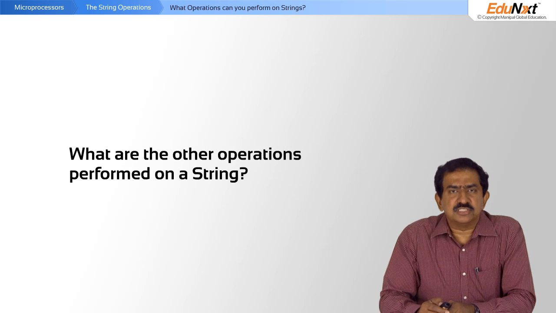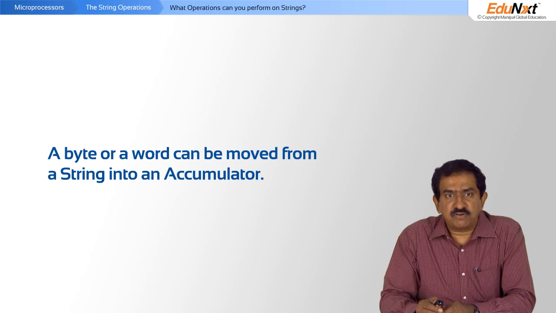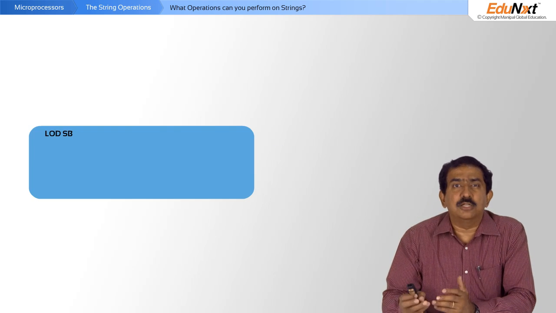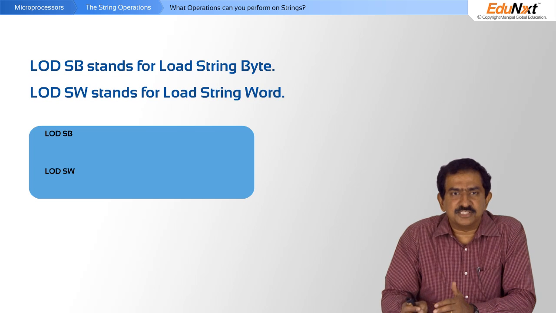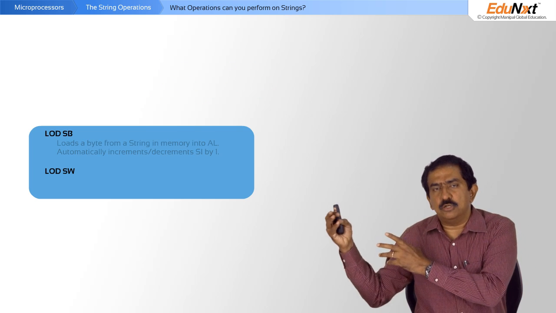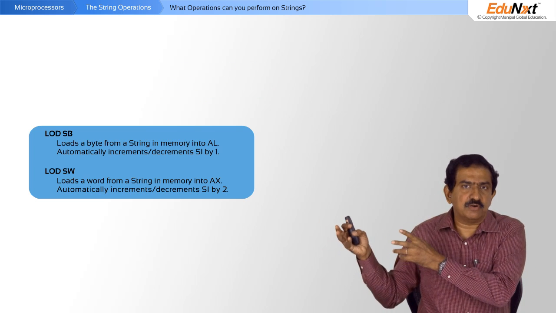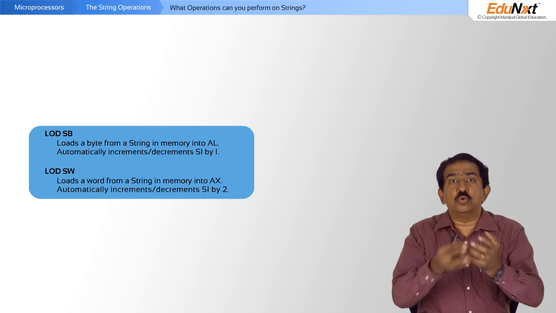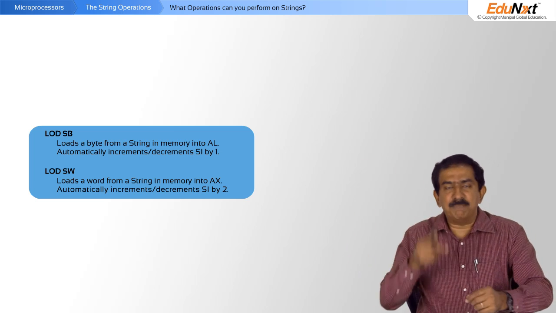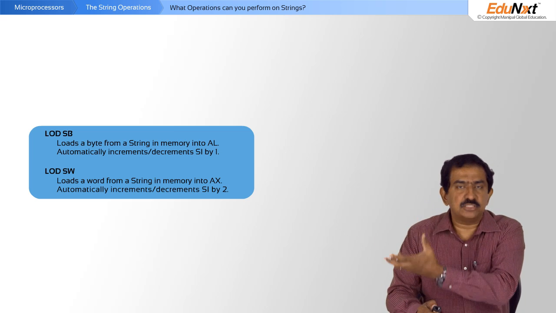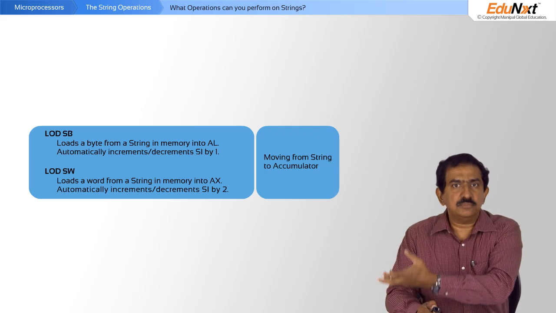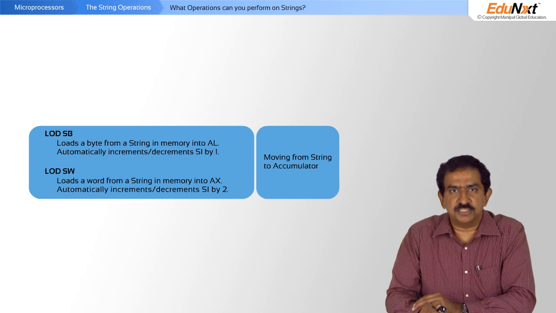What are the other operations that you can perform on a string? You can move a byte or a word from the string into the accumulator, which is called load string byte, LODSB, or load string word, LODSW, and this is really basically loading from a memory location into the accumulator. You do what you want with that information, come back and load the next one, so on and so forth. So really loading byte by byte or word by word from the string location into the accumulator.